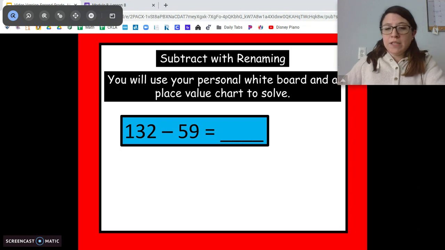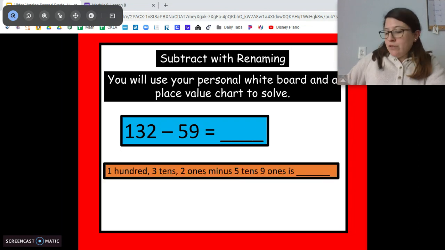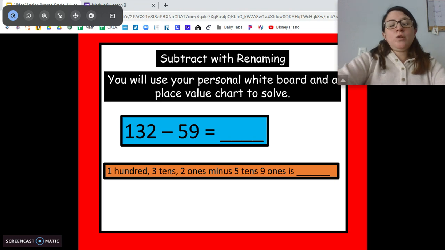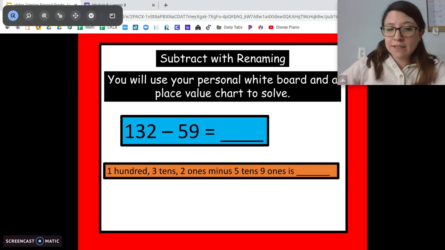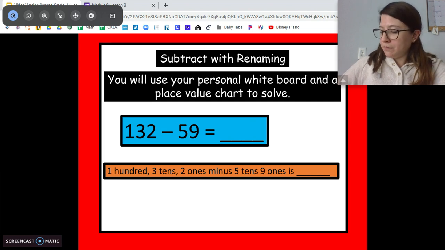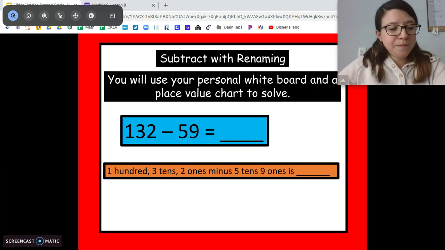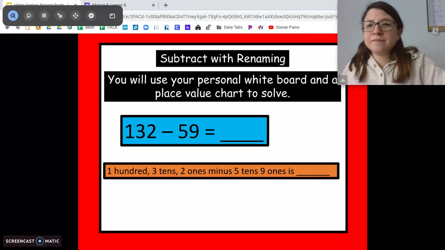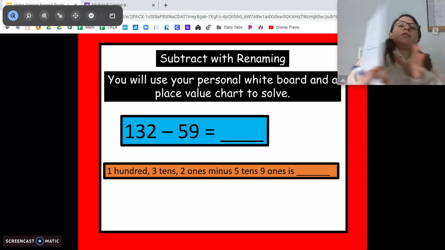132 minus 59. It's going to be 100, 3 tens, 2 ones, minus 5 tens, 9 ones. Go ahead and pause and solve in the way that works best for you. All right, let's go over it together.